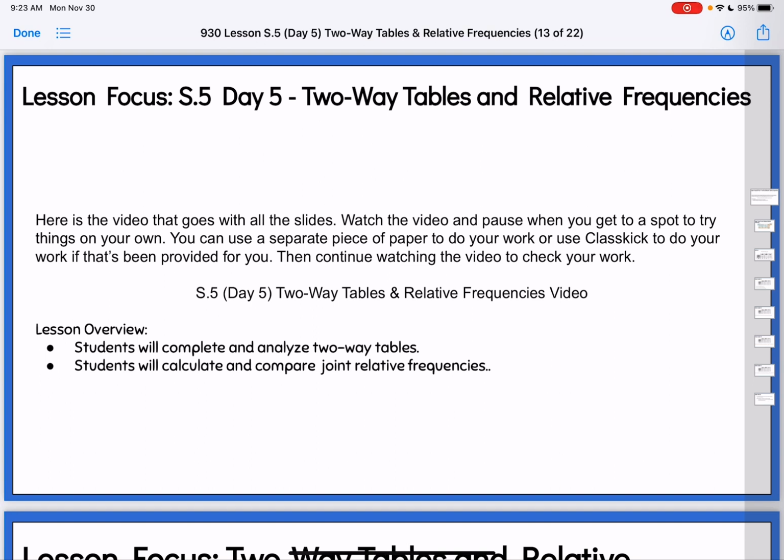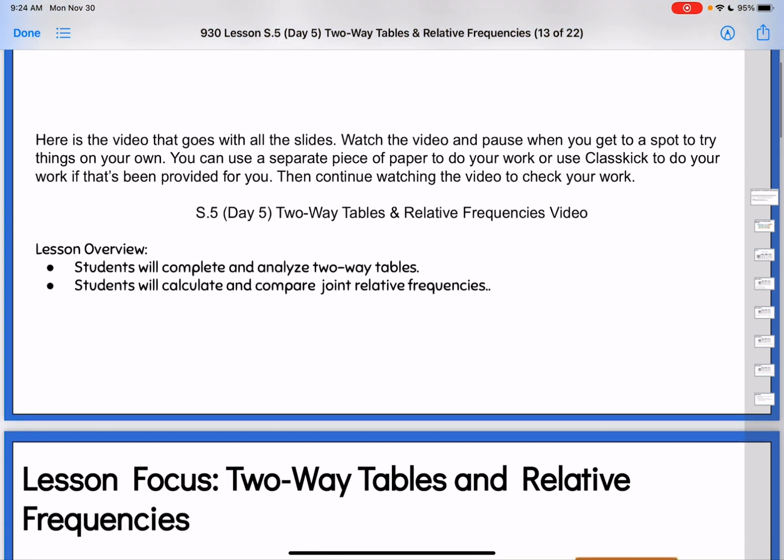tables, and how you can use these two-way tables to find relative frequencies, which is just another word for some probabilities or ratios that we could find when we organize our data in this special way called a two-way table. So we'll be able to figure out how we complete these two-way tables, fill in some empty spots, and then also how you can calculate and compare some things that we call joint relative frequencies, and I'll show you how to do that as well.